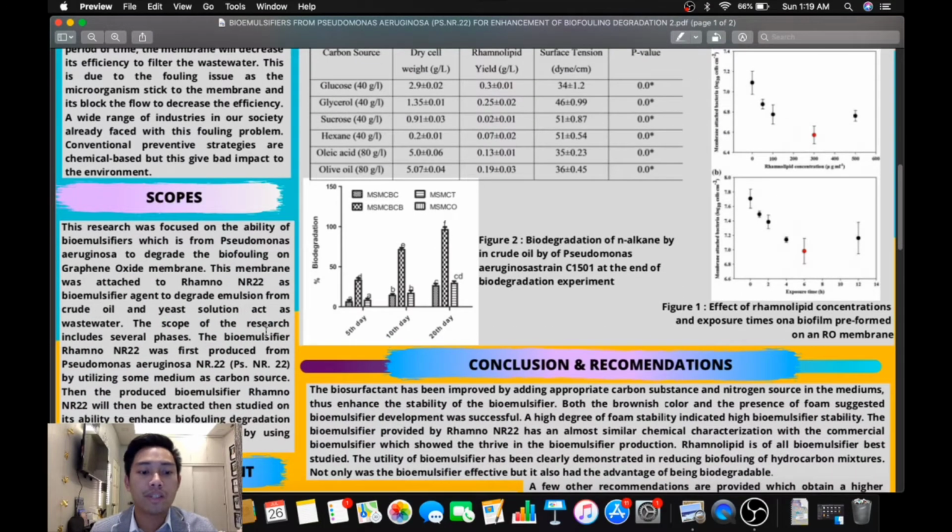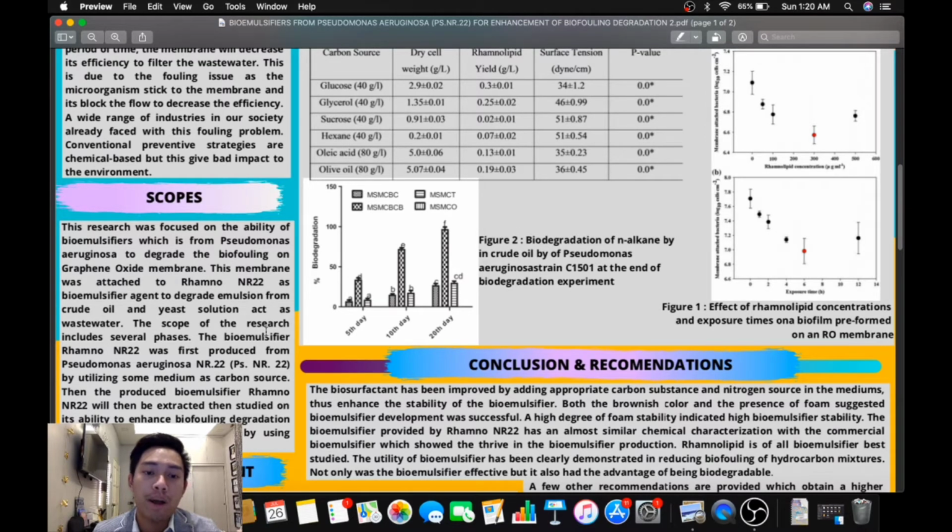This research was focused on the ability of the bioemulsifier, which is from Pseudomonas aeruginosa, to degrade the biofouling on graphene oxide membrane. This membrane was attached to Rhamnolipid NR22 as bioemulsifier, an agent to degrade emulsion from crude oil and yeast solution acting as wastewater. The scope of this research includes several phases. The bioemulsifier Rhamnolipid NR22 was first produced from Pseudomonas aeruginosa NR22 by utilizing some medium as carbon source.